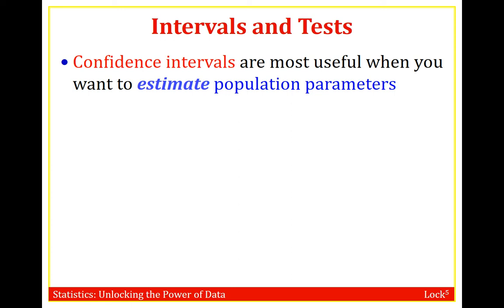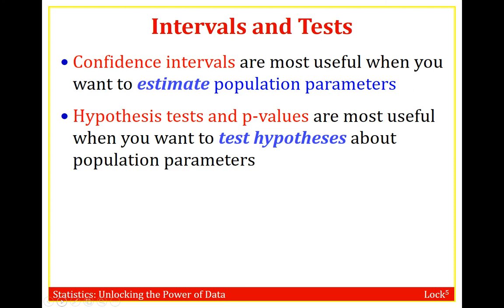A confidence interval level is mostly useful when you want to estimate a population parameter. That's really what we use these things for. A hypothesis test and p-values are most useful when you want to test a hypothesis. So let's make sure we know that difference. Do you want to estimate something? Do you physically want to test something? Use a hypothesis to test and use a parameter to estimate.